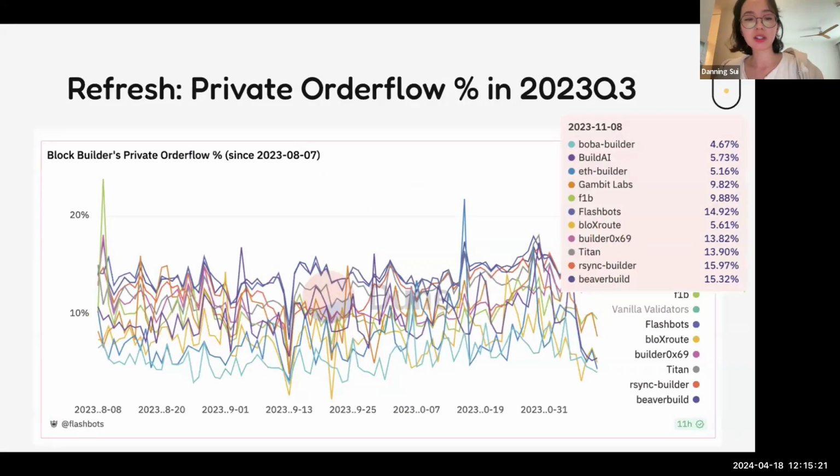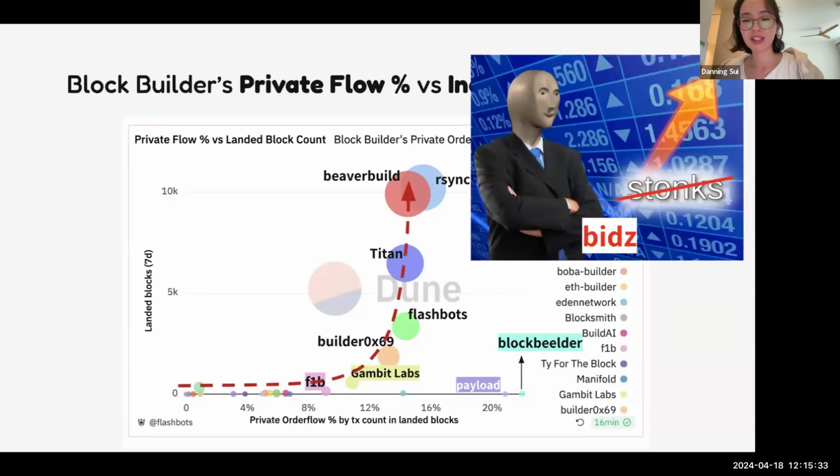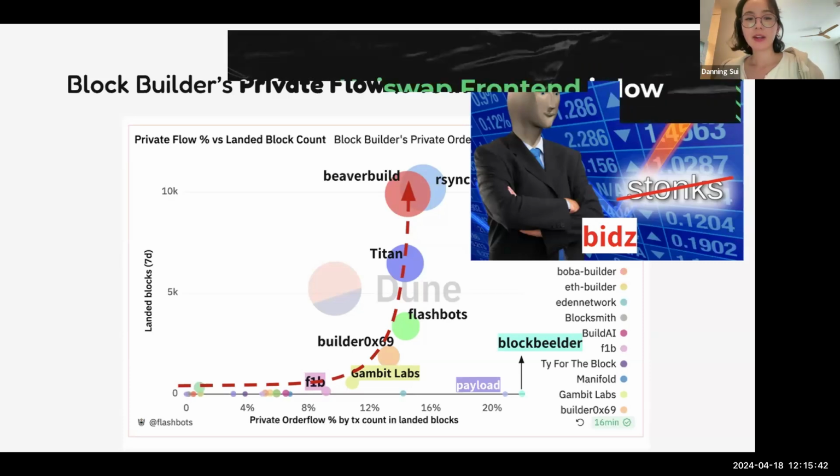And in Q3, you see this number is going up to 15%, which is roughly what we're seeing right now as well. And if you draw the correlation of private order flow percentage and the winning rate of a block builder, it's quite obvious: the more transactions you have, the more likely you're going to win the blocks. Highly correlated.